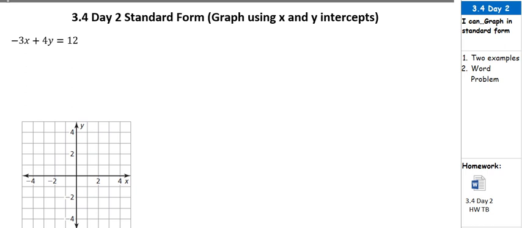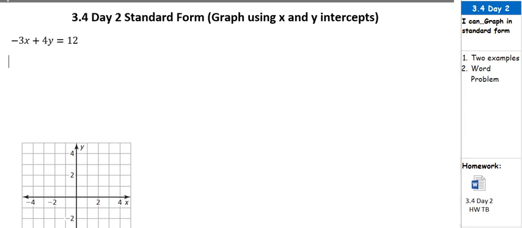Here we are trying to graph using those x and y intercepts. The first thing that we need to do is we need to find those x and y intercepts. We'll get an equation just like we did yesterday. So here the equation is negative 3x plus 4y equals 12. First thing I'm going to do is I'm going to find my x-intercept. That means I need to make y 0.